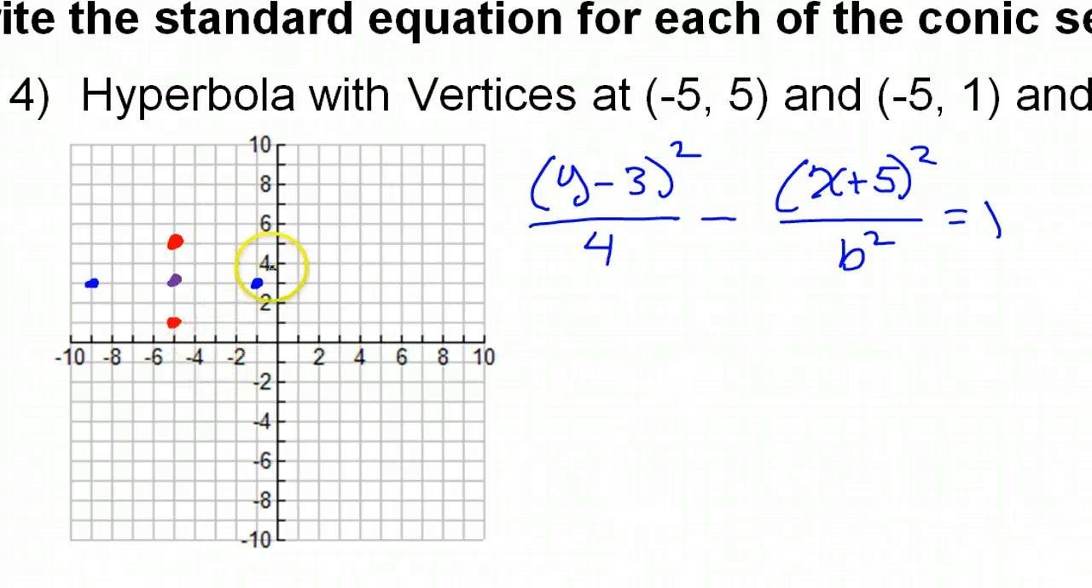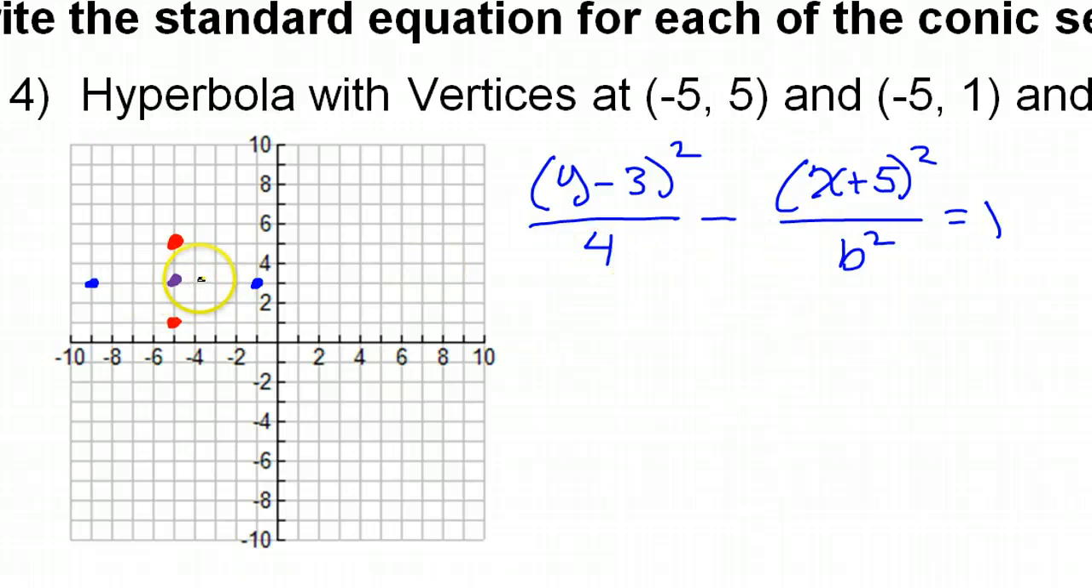co-vertices. By the way, notice that even though this is smaller, still these are my vertices. Okay, for ellipses, the bigger value was always going to be the vertex. But for hyperbolas, that doesn't matter. It doesn't matter which one is bigger. For hyperbolas, it's the one that's first and positive. That's the vertex. So in this case, the y direction.